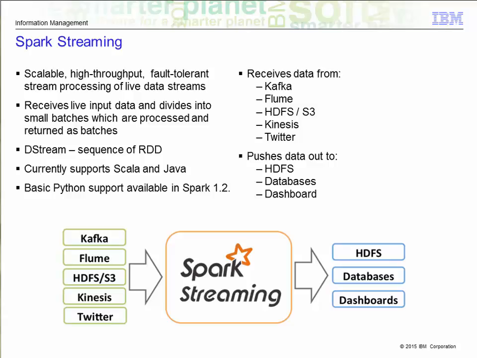Spark Streaming gives you the capability to process live streaming data in small batches. Utilizing Spark's core, Spark Streaming is scalable, high throughput, and fault tolerant. You write streams programs with DStreams, which is a sequence of RDDs from a stream of data. There are various data sources that Spark Streaming receives from, including Kafka, Flume, HDFS, Kinesis, or Twitter. It pushes data out to HDFS, databases, or some sort of dashboard.